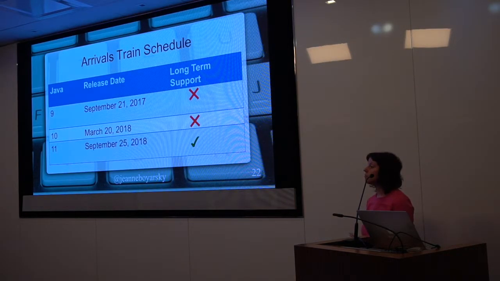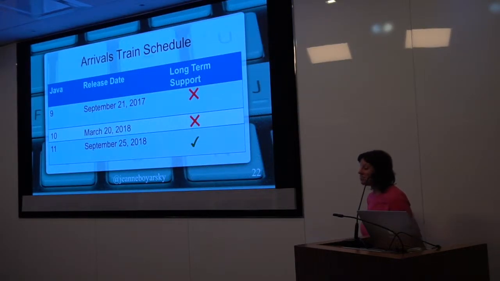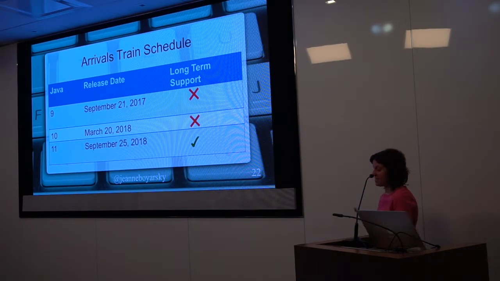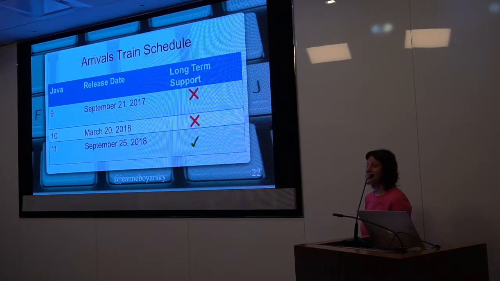Java 9 was announced to be released on September 21st of last year, and it came out on September 21st of last year. It was so exciting. Java 10 was announced to come out on March 20th of this year, and guess when it came out? That's right, March 20th. This is good. We actually established a schedule.